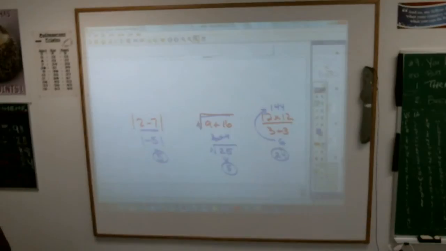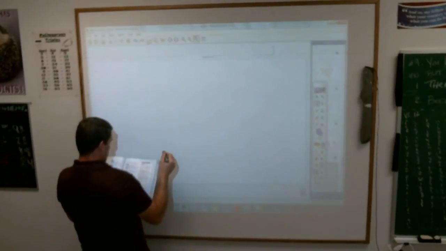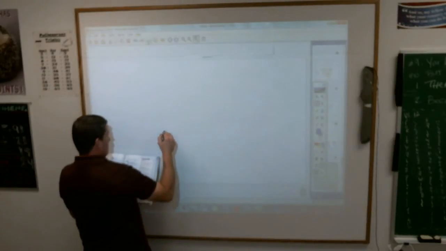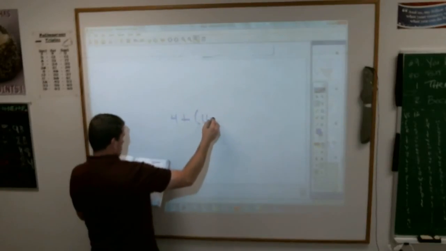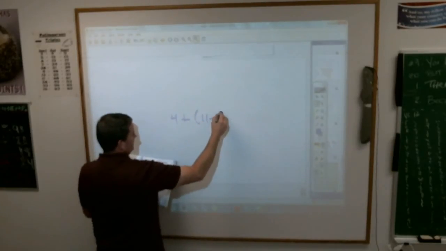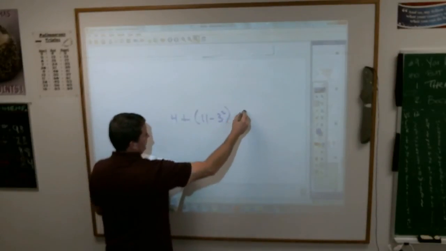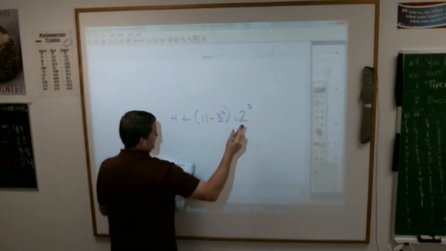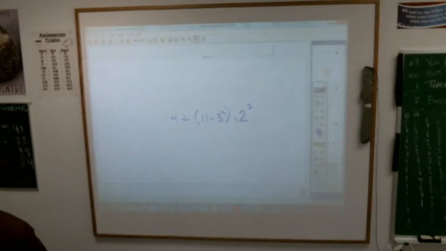So let me give you one. Let's try this one here. Four plus 11 minus 3 squared times 2 cubed. Go ahead and do that for me. What do you get if you have 4 plus parenthesis 11 minus 3 squared times 2 cubed? Get for me an answer there.